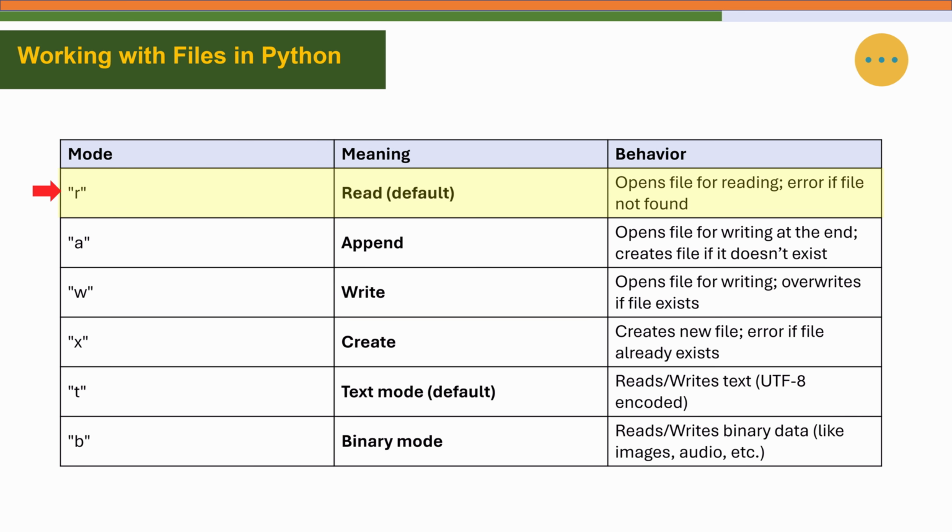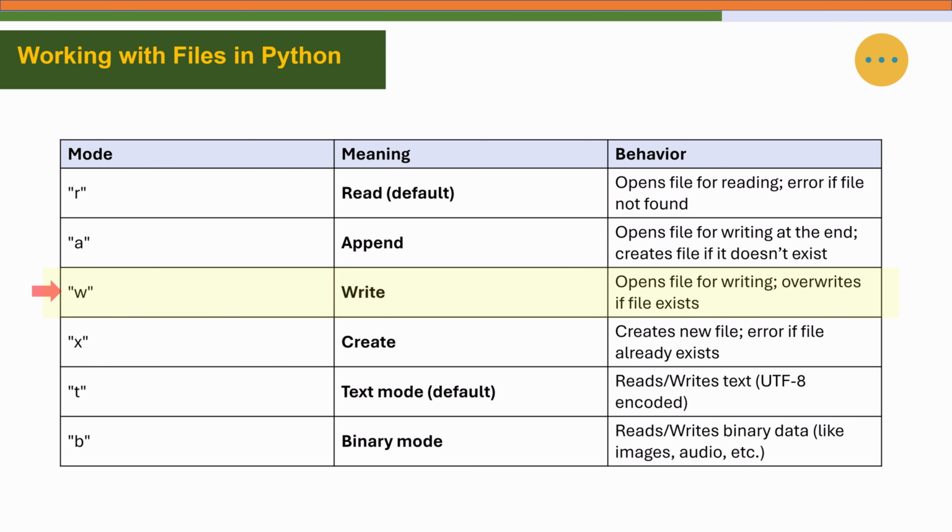If you try to open a file in read mode and it doesn't exist, Python will raise a FileNotFoundError. A means append. It opens the file for writing, but unlike write mode, it won't delete what is already there. It will start writing at the end of the file. If the file doesn't exist, it creates one.